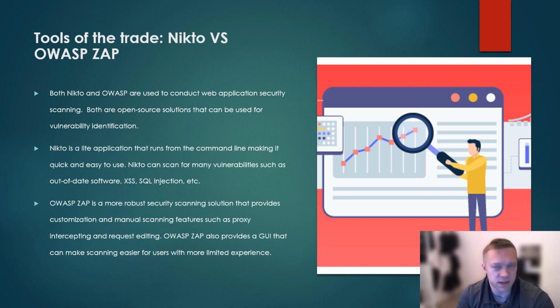So, tools of the trade. Let's discuss this really quick before we move further. We are going to have a discussion between Nikto versus OWASP ZAP. These are two great tools. Both of them conduct web application security scanning. Both are open source, so that's great. They can be used for vulnerability identification.